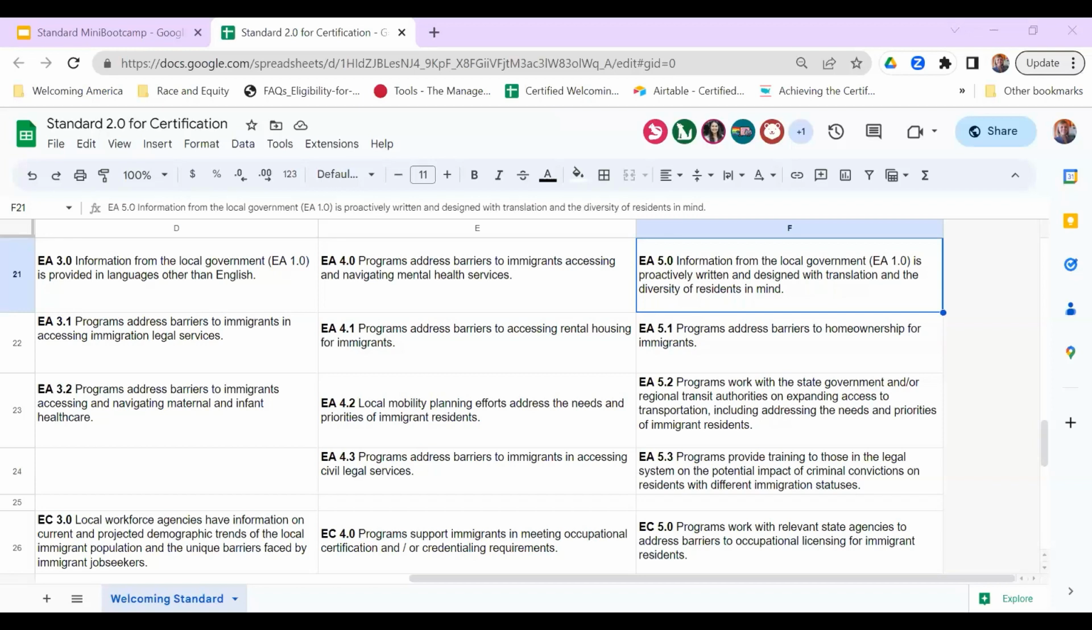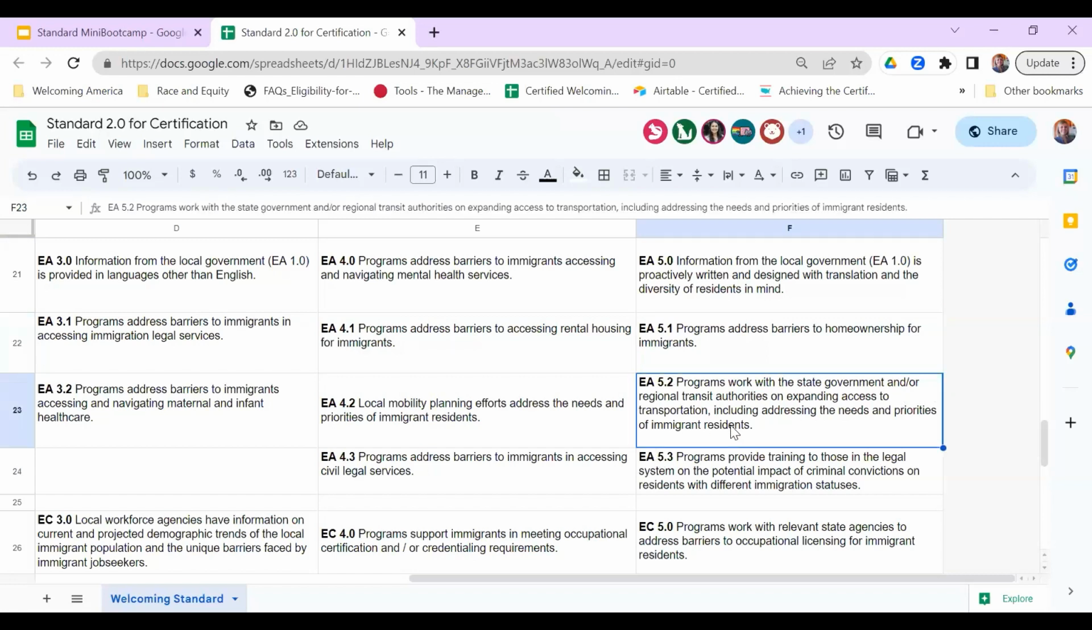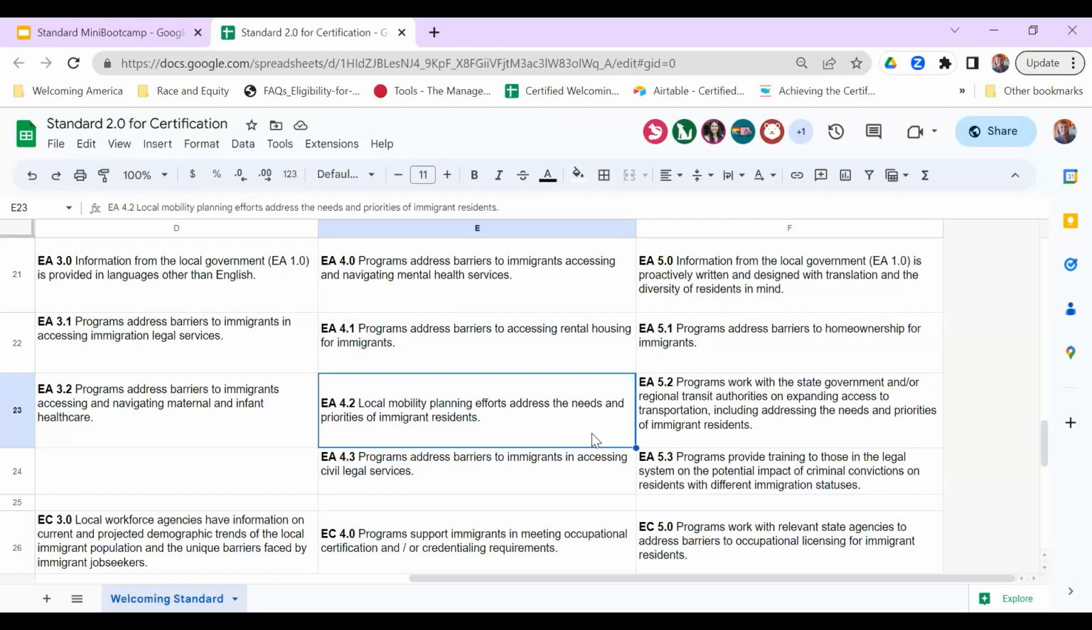Talked about 5.1 a little bit already. And then this one here, 5.2, working with the state government and/or regional transit authorities on expanding access to transportation. So here in 4.2, we have some of that local mobility planning efforts. Maybe this is more with your local government directly. And now in 5-star, we're engaging that transit authority. That "and/or" is written because of how your regional transit authority might be overseen in different states.